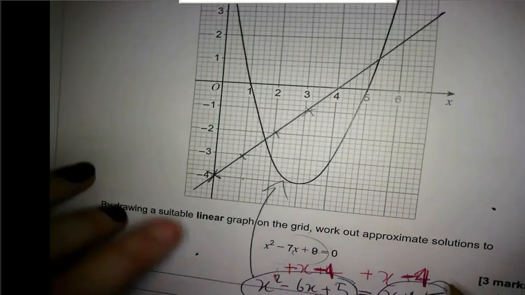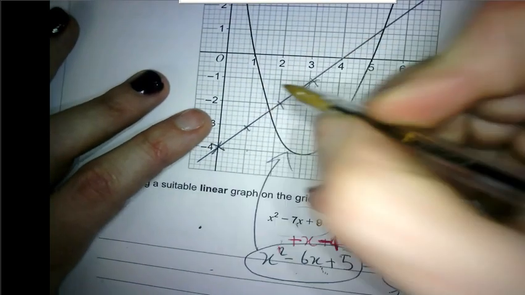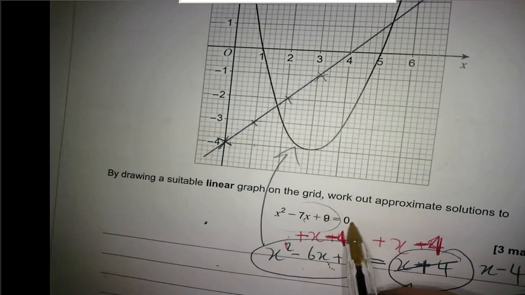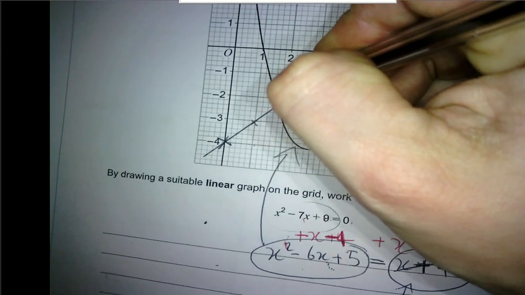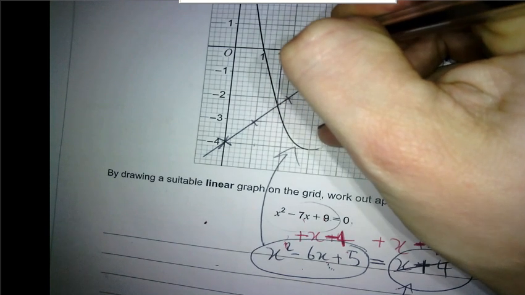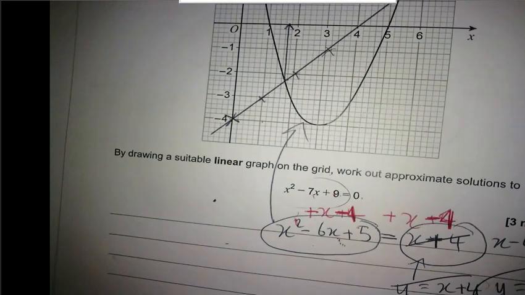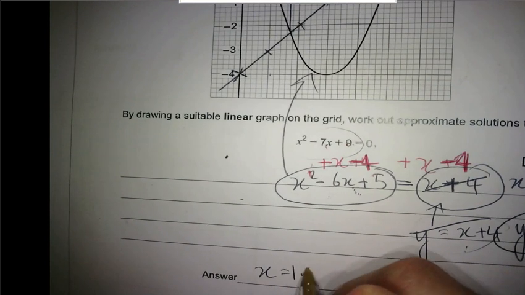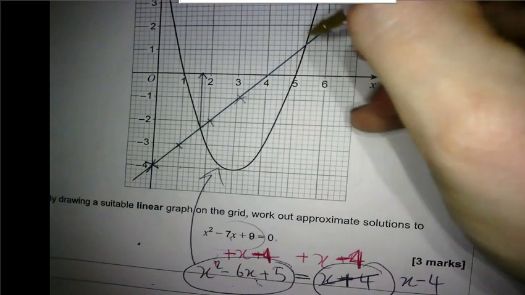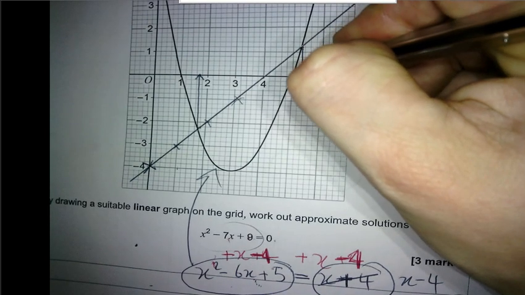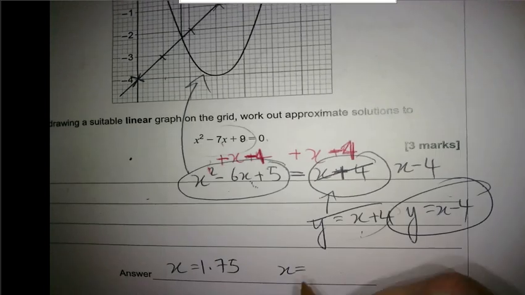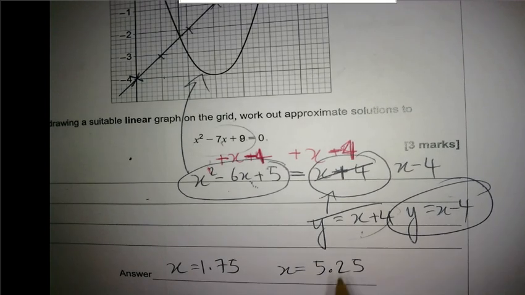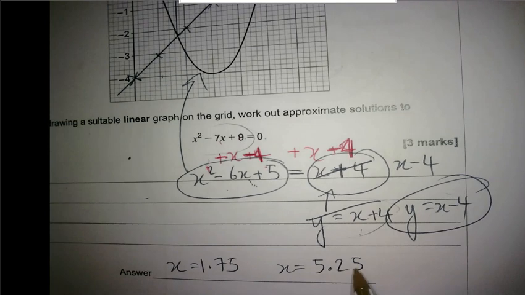And then I need to read off my x-intercept. I'm just solving an equation in x, so I just need the x-coordinates. I don't need to worry about the y-coordinates. It's not simultaneous equations. So my x-coordinate looks like about 1.75, so I'll write that for 1. x equals 1.75. And then for my other one, about 5.25, I think. So x equals 5.25. If you had about 0.1 either side, you'd get the mark.